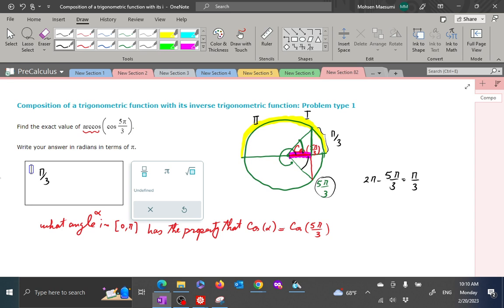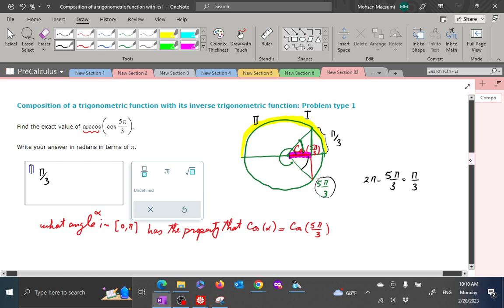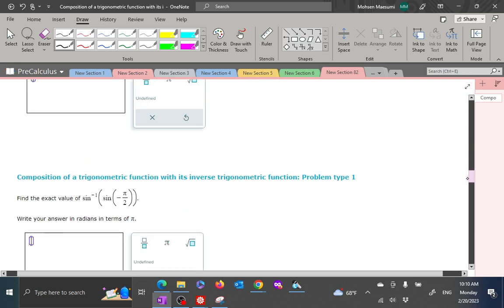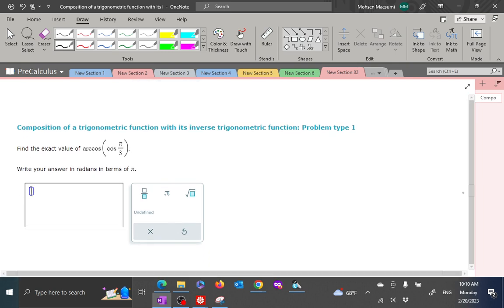If the angle is somewhere else, first of all, we identify how many rotations around the circle we have gone. If we have gone any, remove all of them, and then if we end up in quadrant 3 or 4, we simply subtract that from 2 pi, and then we get our correct angle. Let's go ahead and practice another one. Let me find another cosine here. Arccosine of cosine of pi third.